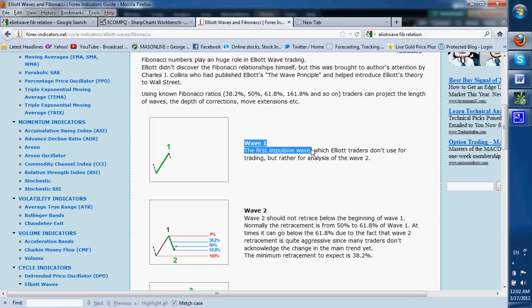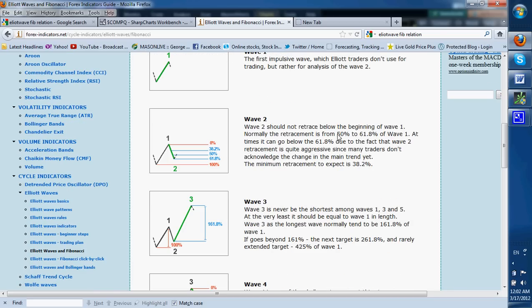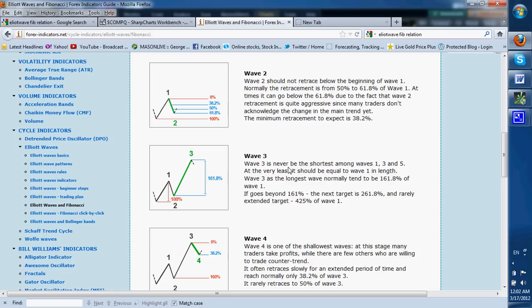Basically, wave 1 is an impulsive wave which Elliott traders don't use for trading but rather for analysis of wave 2. So you don't want to touch wave 1. Wave 2 normally retraces about 50 to 61.8%. Wave 3 normally tends to be 161.8% of wave 1, and it can go beyond 161.8%. But once it goes above 161.8%, that just confirms that it's a wave 3.